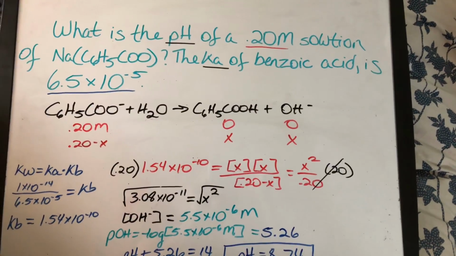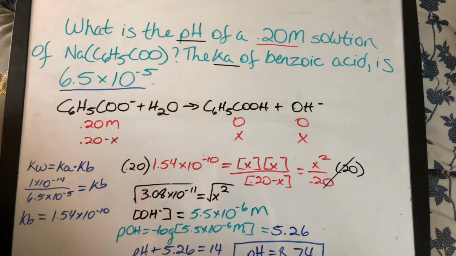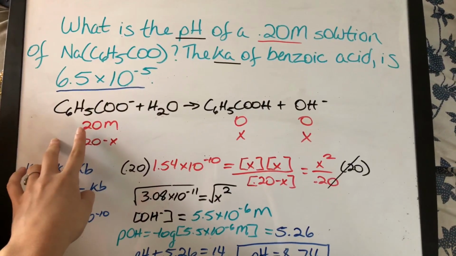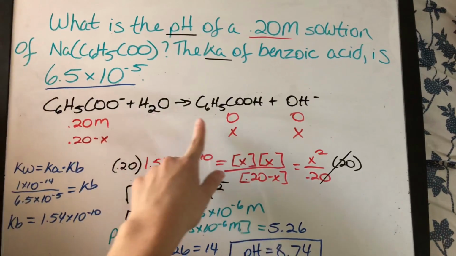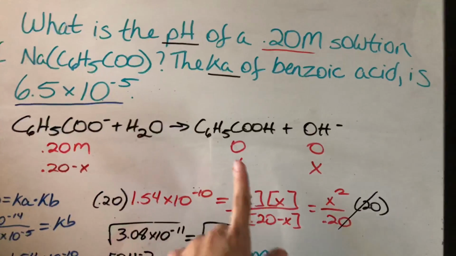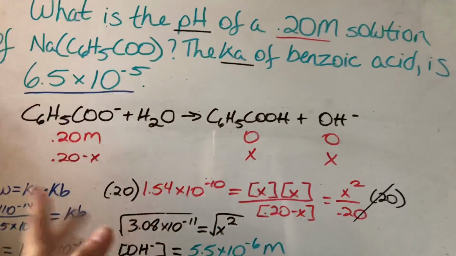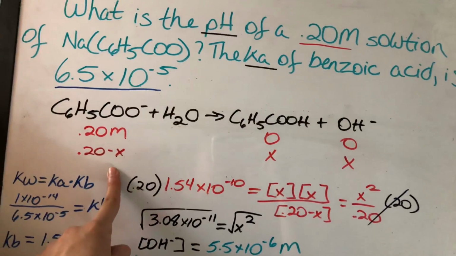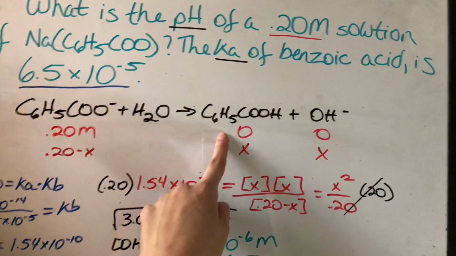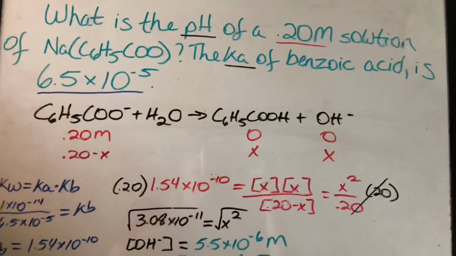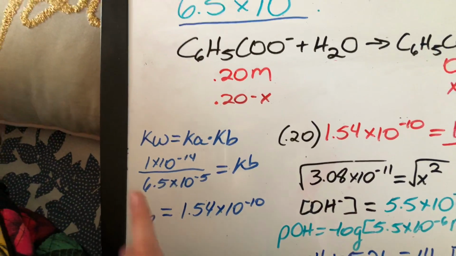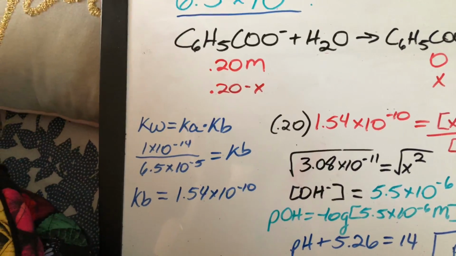So the problem tells you that you have 0.20 molar of sodium benzoate, so you're going to put 0.20 right here, and water doesn't really matter, and the benzoic acid we don't know, so it's going to be 0, and OH minus we don't know. So now we're just going to do 0.20 minus X, and then we're going to skip water, and here we're going to have X because we don't know how much we have, and X again because we don't know how much we have. Next, we're going to go down here, and we're going to use Kw equals Ka times Kb.